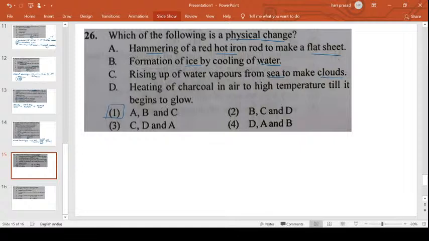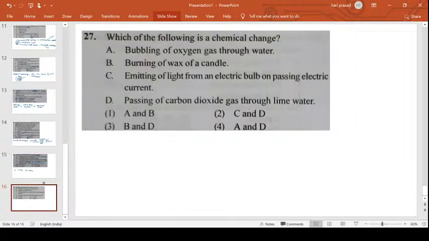Okay, next if you see charcoal in air at high temperature: charcoal is carbon, which reacts with oxygen to give carbon dioxide. It is called a chemical change because carbon, the element, is converting into the compound carbon dioxide. Therefore this option is a chemical change. The rest are physical changes, we can say. Okay, we'll go for the next question.